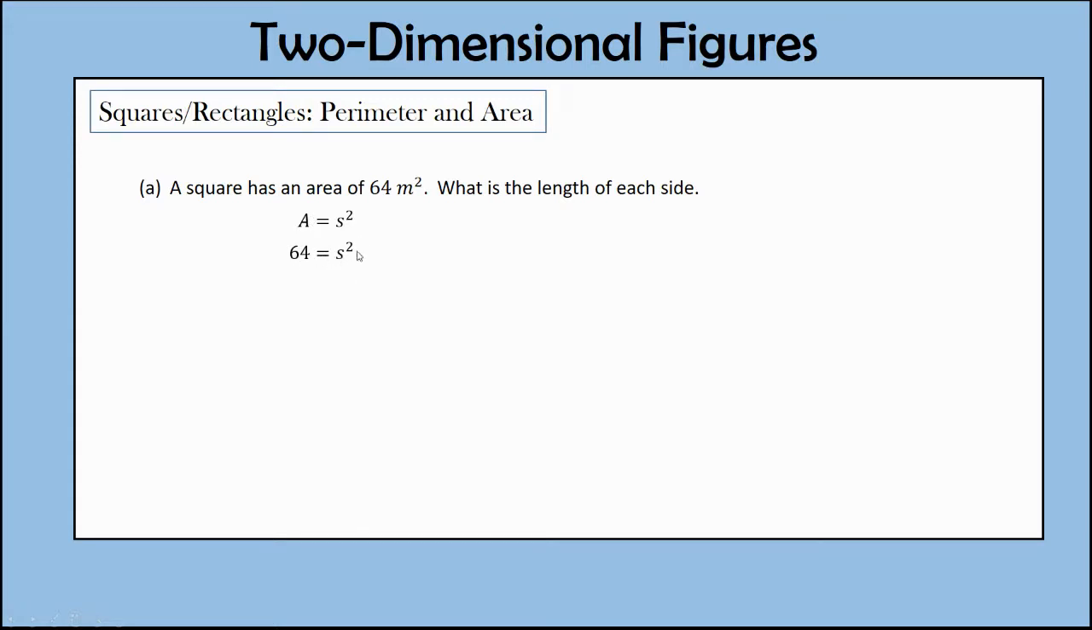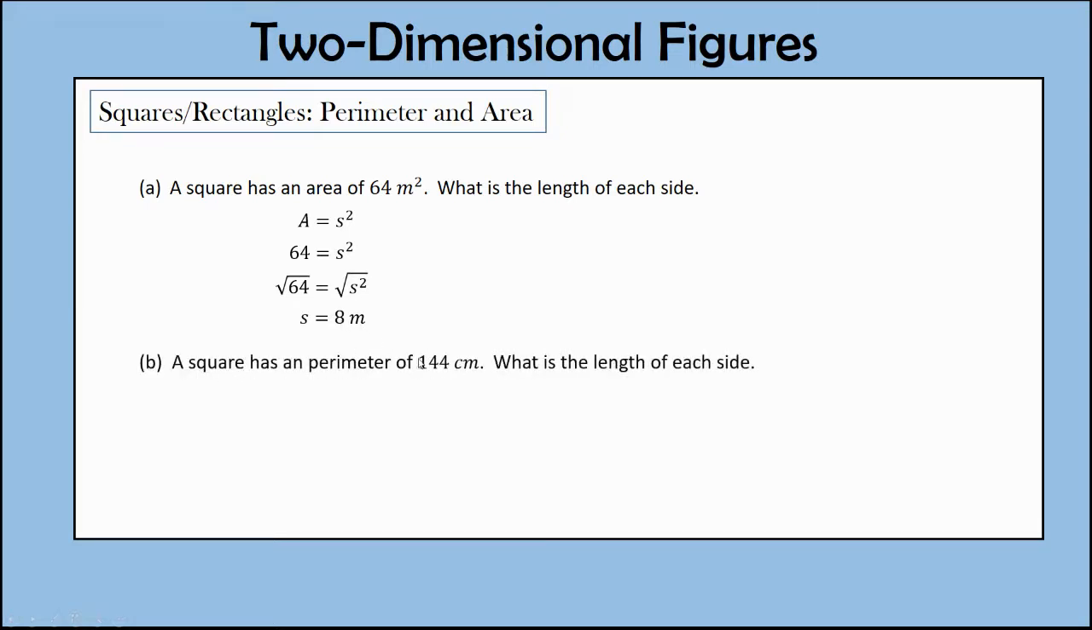I'm sure many of you already know what the answer is, but I'm going to show you mathematically what we do, and you should remember this. We take the square root of both sides. The square root cancels a square. Take the square root of 64. We're going to take the principal square root, which is the positive one, and s is 8 meters. So if a square has an area of 64, it has a side length of 8.